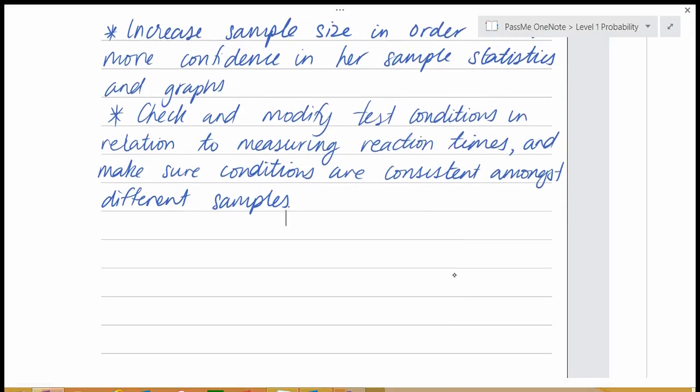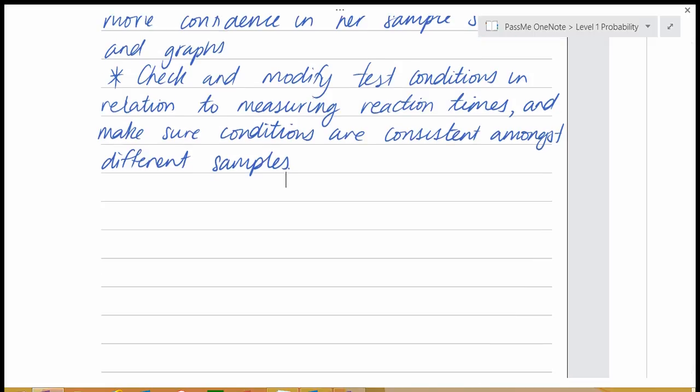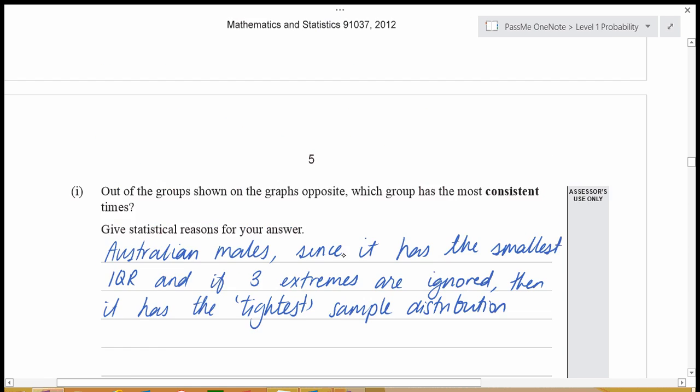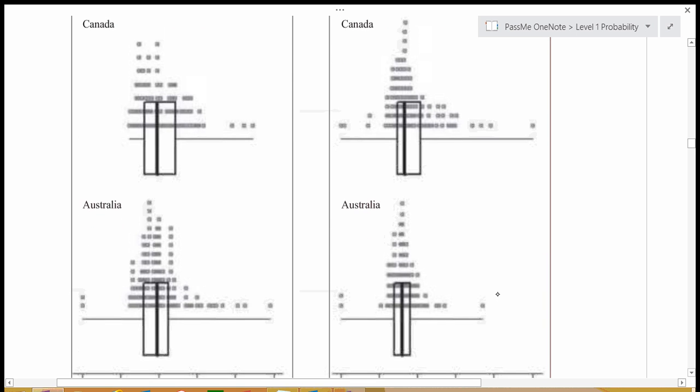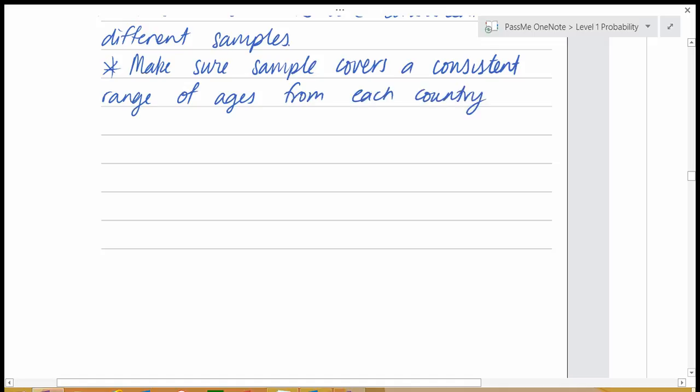Okay, what else could we do? Perhaps we could make sure that some other things are consistent, such as ages. If you picked a whole lot of old Canadians and a whole lot of young Australians, that wouldn't be very fair. So we could also say make sure sample covers a consistent range of ages from each country. And the purpose of that is just so that we don't get a whole lot of old people from one country, a whole lot of young people from one country.